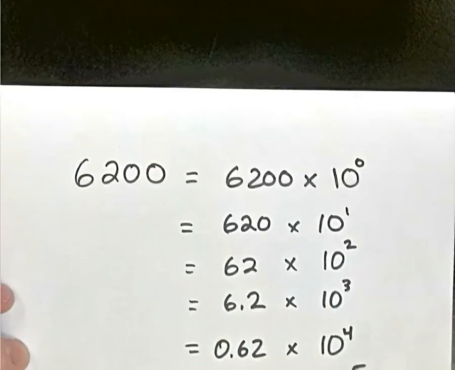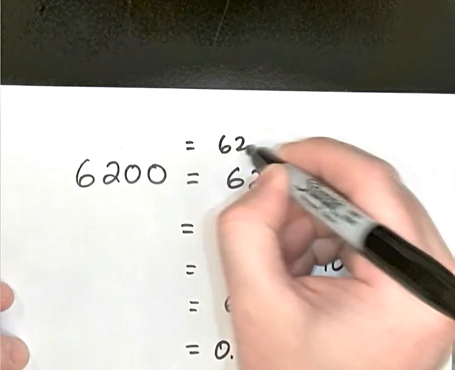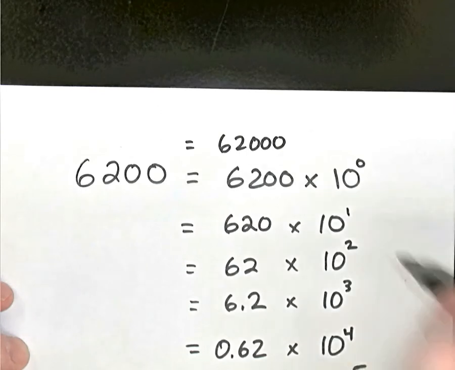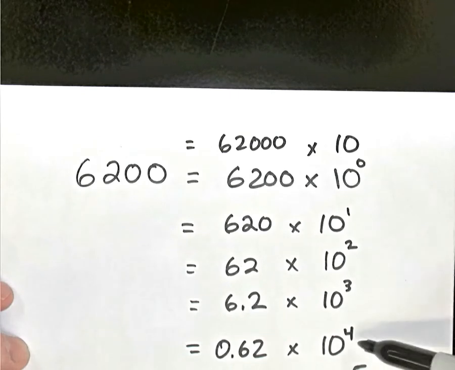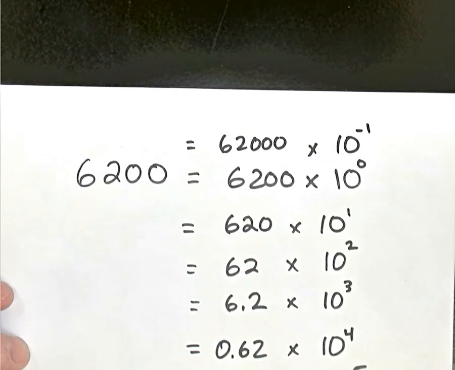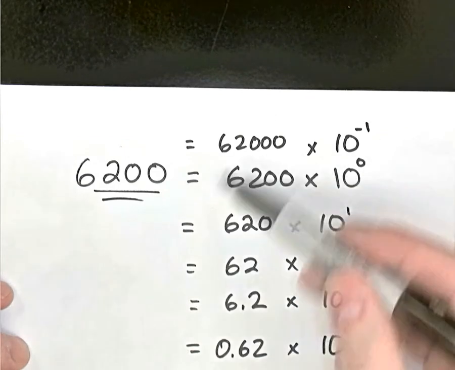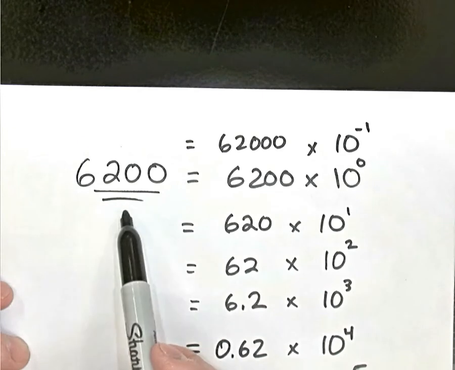Now here I was dividing by 10. Well, we can go up and we can multiply by 10. It's going to be the same as 62,000 times 10 to, can you guess what power this would be, times 10 to the power of what? Well, look at the pattern, 4, 3, 2, 1, 0, times 10 to the negative 1. That would also equal 6,200. So there are all these different weird ways of writing the number 6,200.